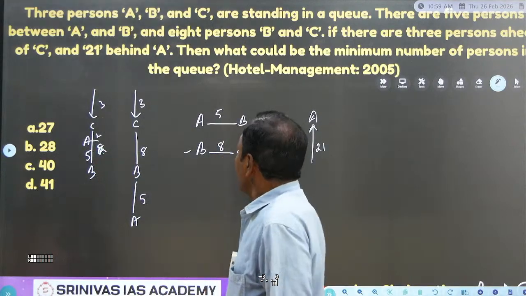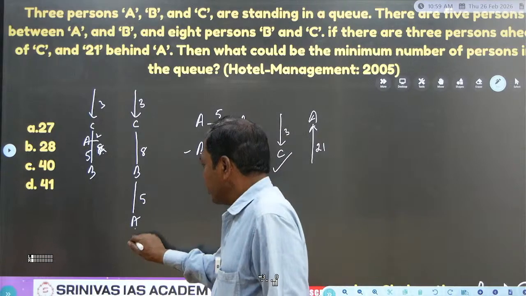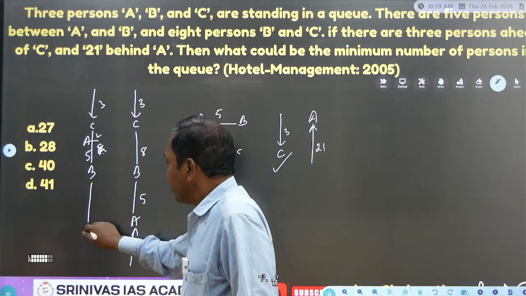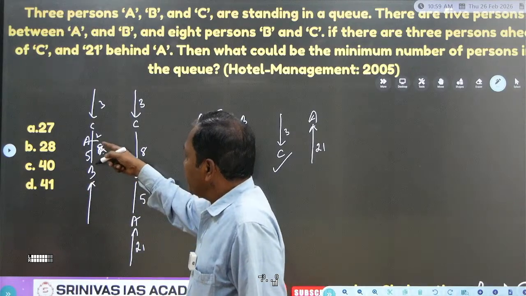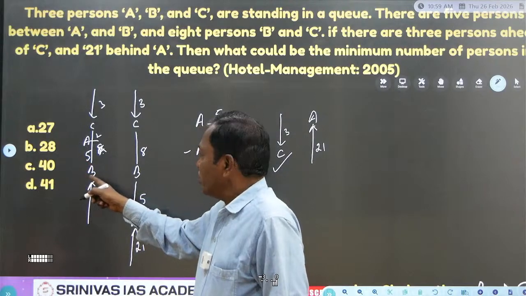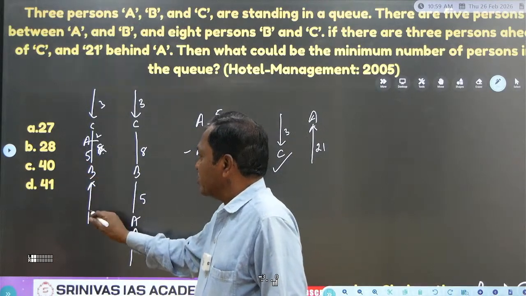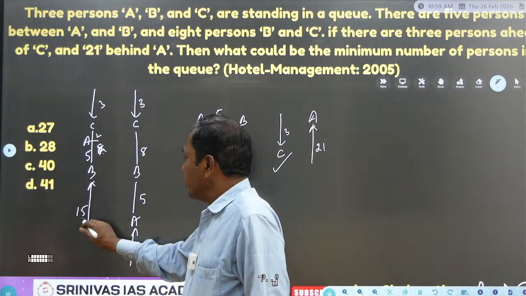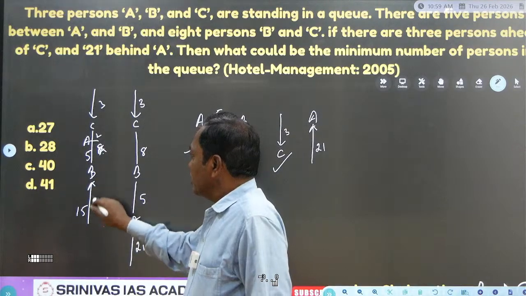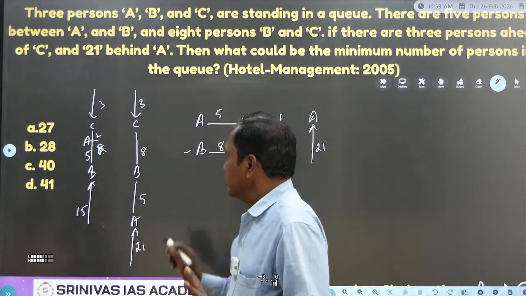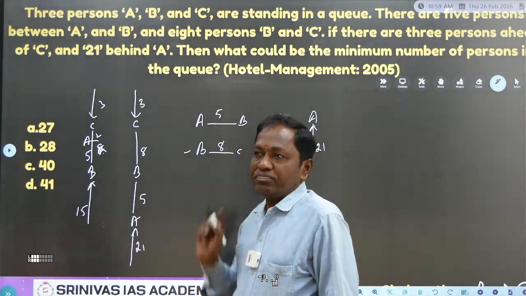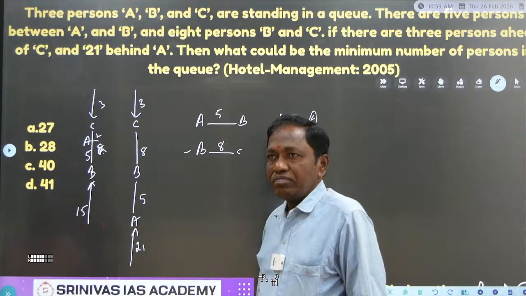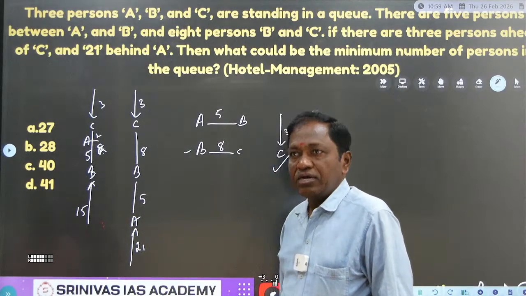Right. So now, behind A how many are there? 21. Even if you write A, what happens now? A 21 means 5 is already there. 5 plus 1, 6. 21 minus 6, how many will it come? 15. 16 plus 5, 21. This is the maximum. This is the minimum. Maximum means you have to count everything. Minimum is like this.